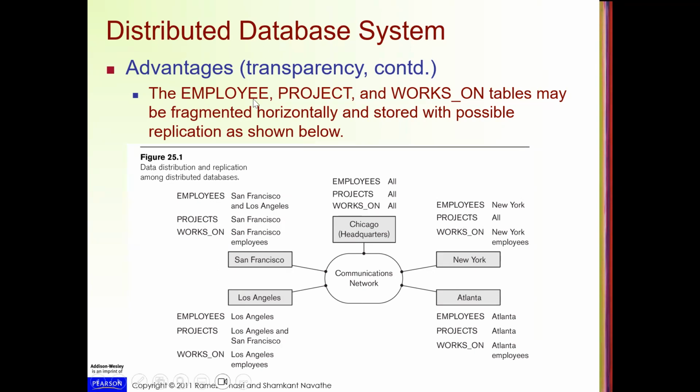Now here, the employee, project, and works-on tables may be fragmented horizontally and stored with possible copies as shown below. For example, if you have a very big table with employees coming from different locations, we divide that table based on their locations into their respective branches. So, for example, an employee working in a Riyadh bank, in the Riyadh branch, or the Al Hassa branch, or the Dammam branch, will belong only to that branch's table.